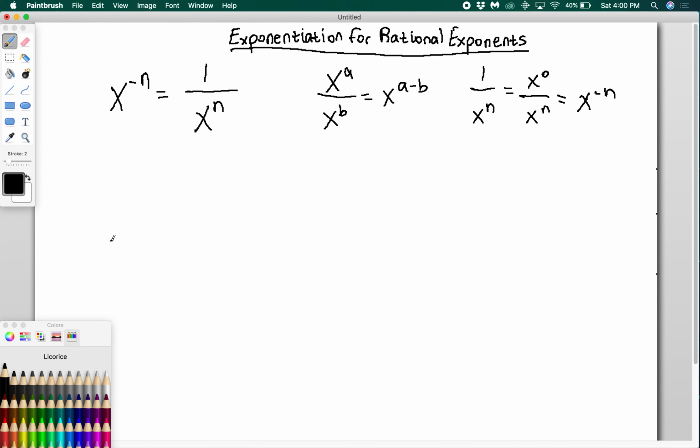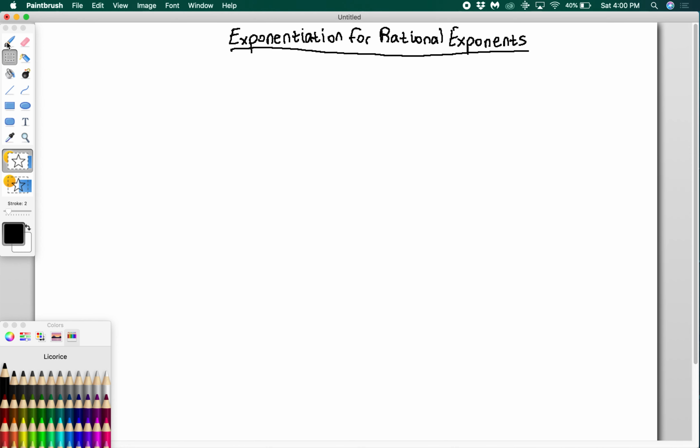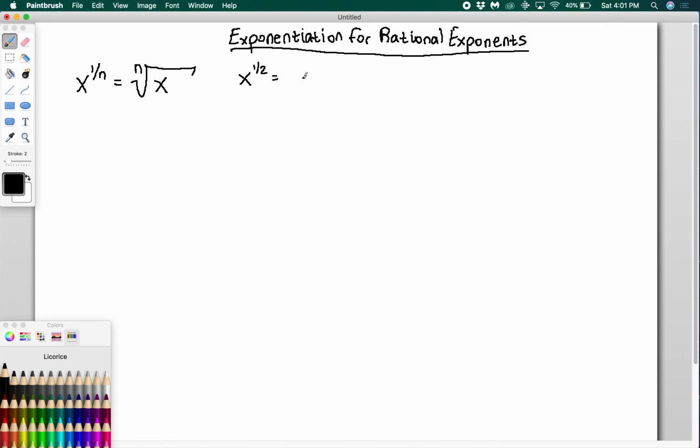If I have x to the 0, this is another thing I've mentioned before. X to the 0 is equal to 1. Any number raised to the 0th power is always going to be equal to 1. So these are the two that we've talked about before, but we're going to be using them a little bit more now. The one that we haven't talked about yet is fractional exponents. So if I have x to the 1 over n, this is equal to the nth root of x. So if I had x to the 1/2, that's actually another way to write the square root of x.